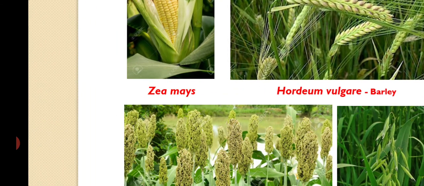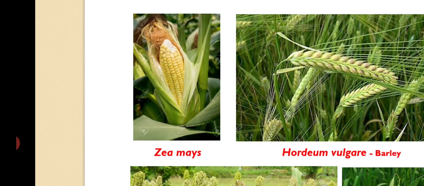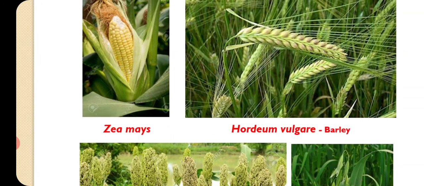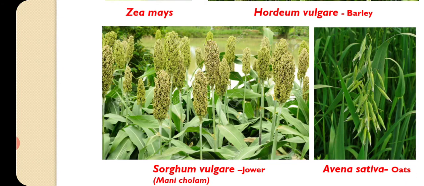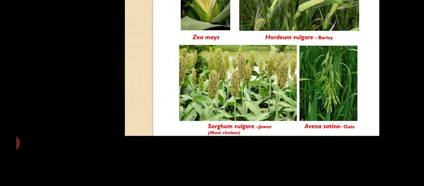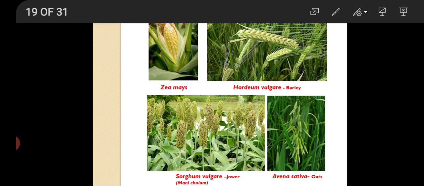Here we can see this maize, that is corn, and here it is Hordeum vulgare, that is barley, and here we can see this Sorghum vulgare, that is jowar. In Malayalam it is manicholam. Then Avena sativa, that is oats. Okay. Then one more slide is there.